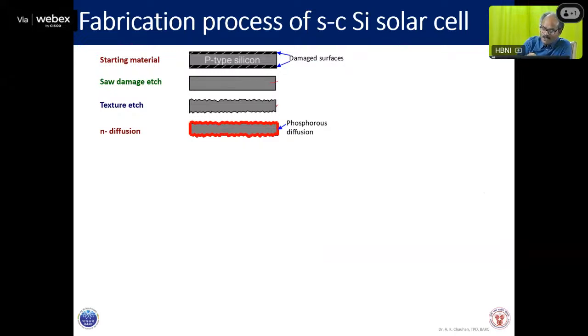which was initially P type. So now this will become N. So it is P, now it has become N. So now you see it is P and N, so we have already made the PN junction.